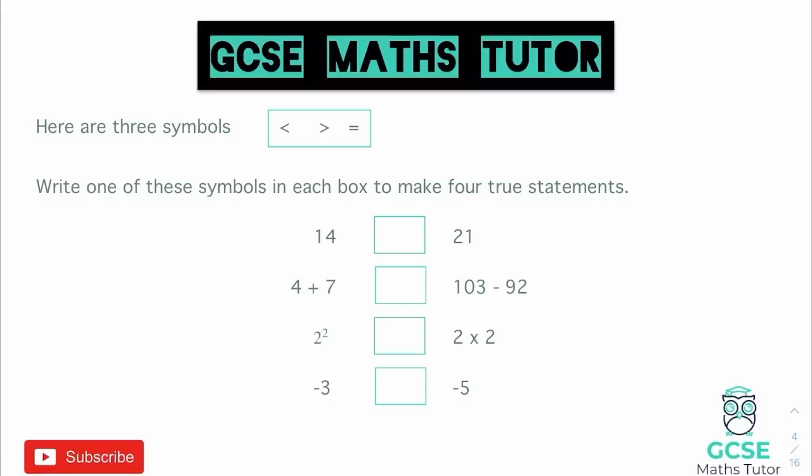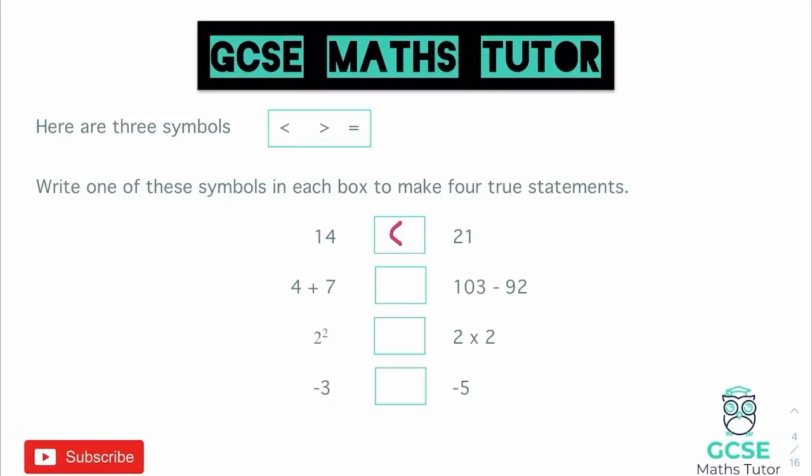Okay, so in this question we just need to put some symbols in the correct boxes. So it says here are the symbols, and we have the less than symbol, the greater than symbol, and the equal to symbol. Write one of these symbols in each box to make the 4 true statements. So 14 is less than 21, so we can put the less than symbol in there, that one's okay.